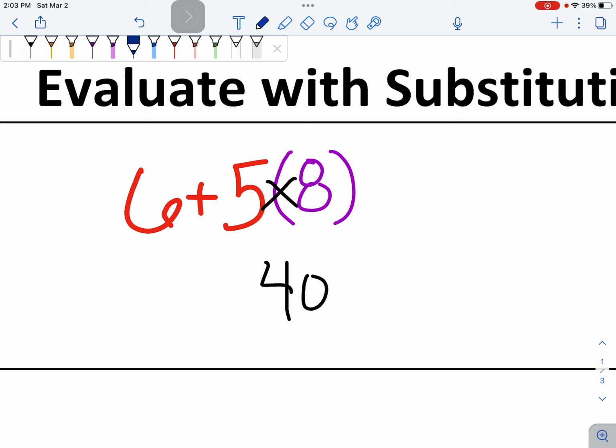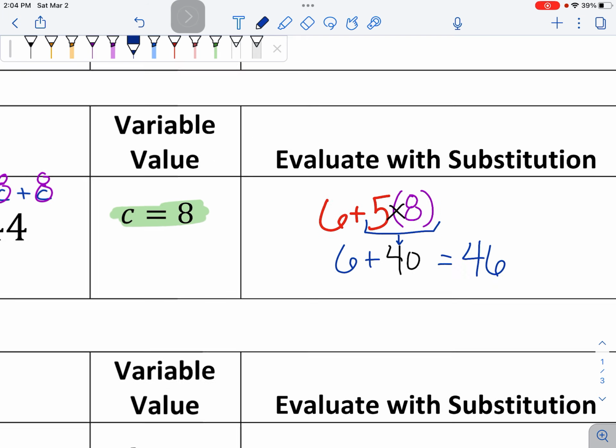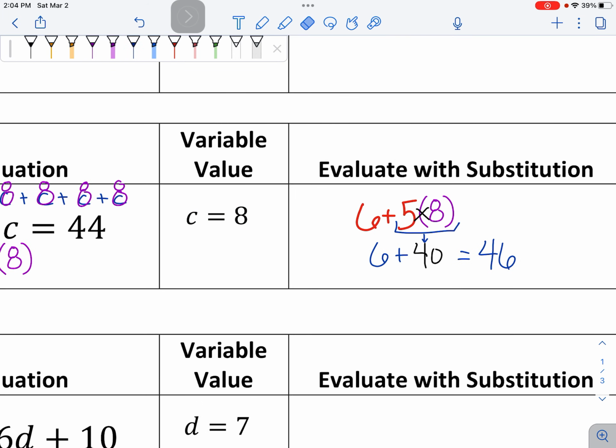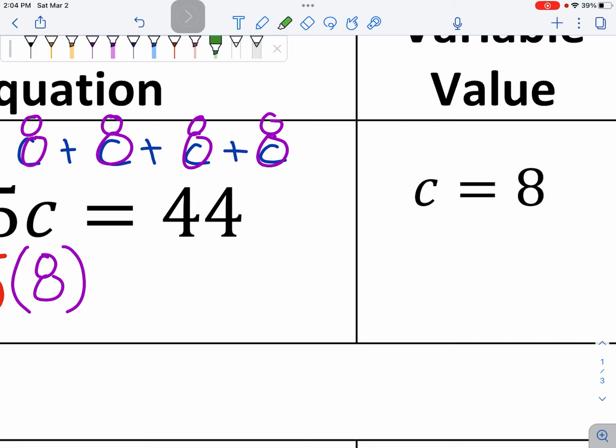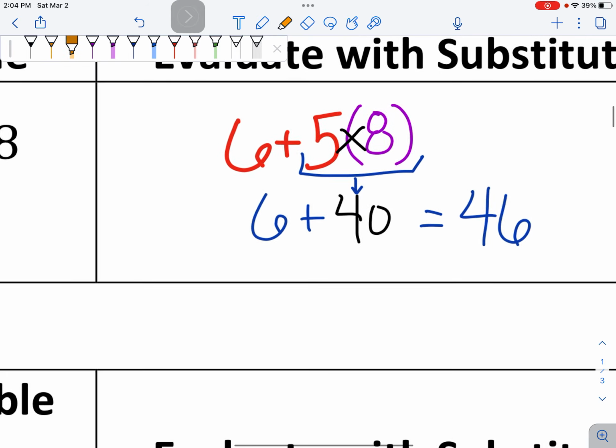And then I'm going to keep everything else the same. 6 plus 5 times 8 is 40. 6 plus 40 is pretty easy. It's 46. Let's look back and see what it said the answer should be. It says that the answer should have been 44. Uh-oh. We didn't get 44, we got 46.